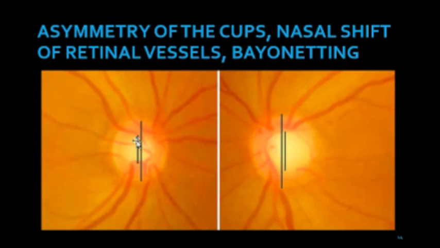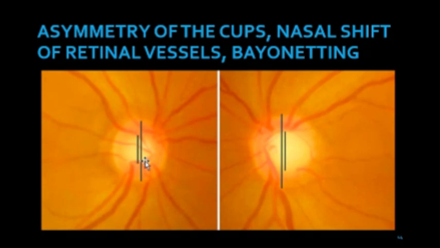Also, asymmetry in the cups. You find that this cup is not the same size as this cup. So there's a difference. This can be a cupping of 0.4, and this can be a cupping of 0.6, 0.7, as the case may be. So when you notice a difference in cupping, it is a sign that glaucoma is setting in.